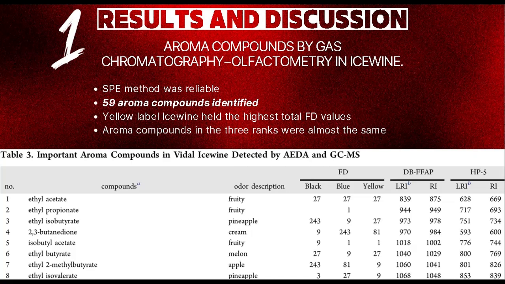Aroma compounds existing in the 3 ranks were almost the same, except some compounds like in the yellow label ice wine. The important aroma compounds found are in the table below, with the odor description by GCO, FD from AEDA, and RI on both columns via GC. They found significant aroma compounds, which will be elaborated on the next slide.